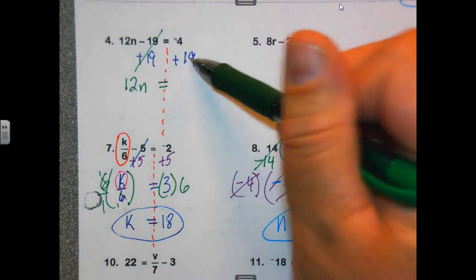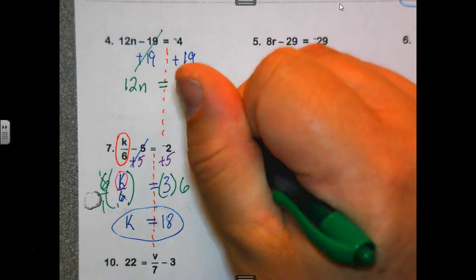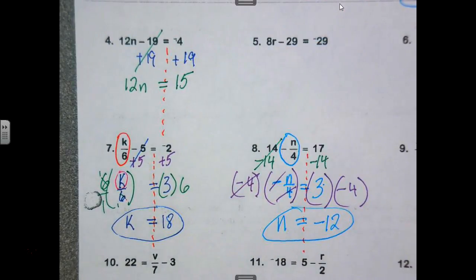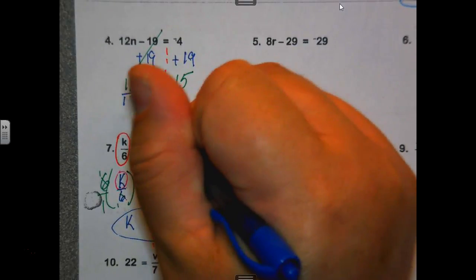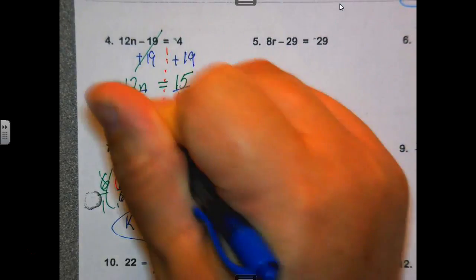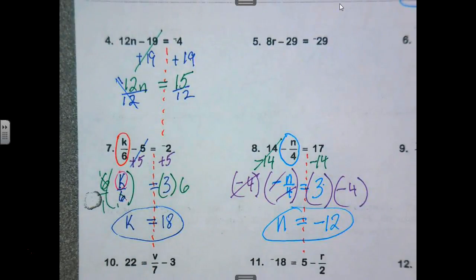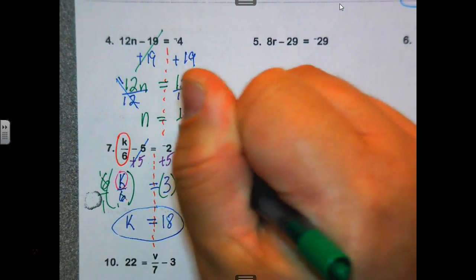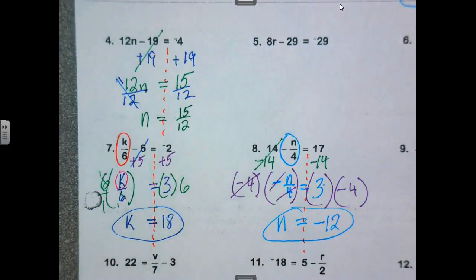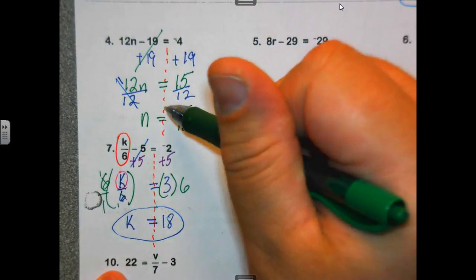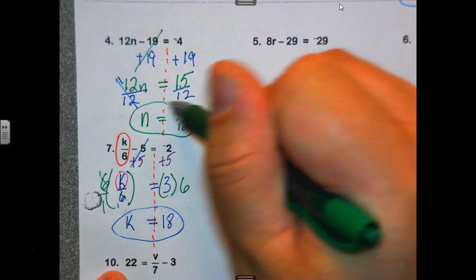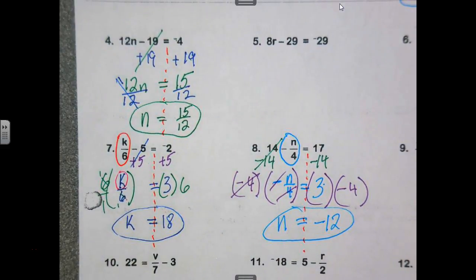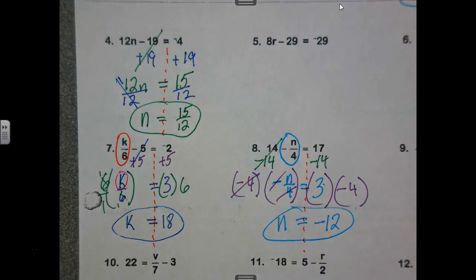Negative 4 plus 19 is a positive 15. Then I have to divide by the coefficient 12. So I get n equals 15 twelfths. You want to put it in as a decimal, by all means, go ahead. Doesn't matter.